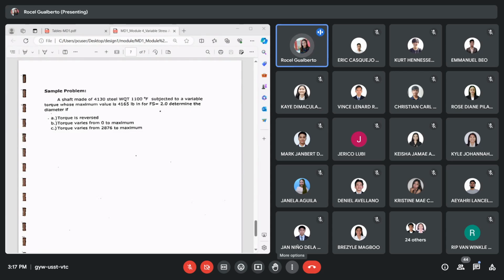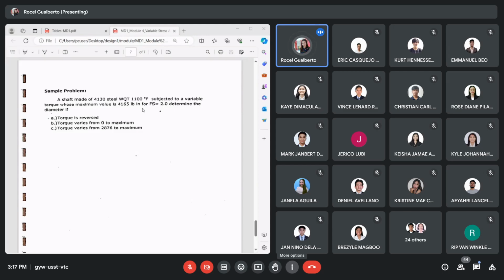So the A, B, and C refer to the types of variable stresses. One would be the reverse stress. For B, the minimum value is 0 to maximum, so this is your repeated stress. And letter C is the fluctuating stress, where the minimum and the maximum values are given.